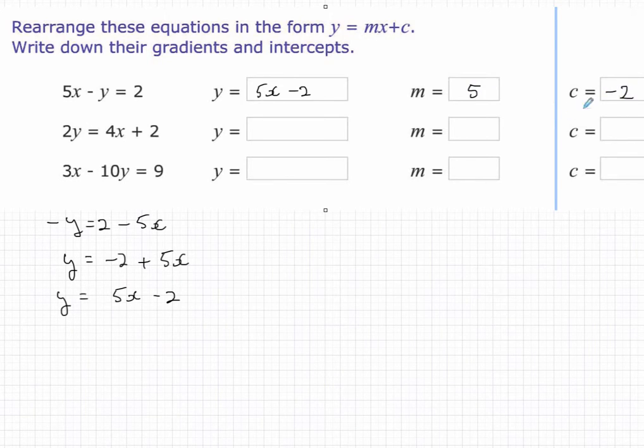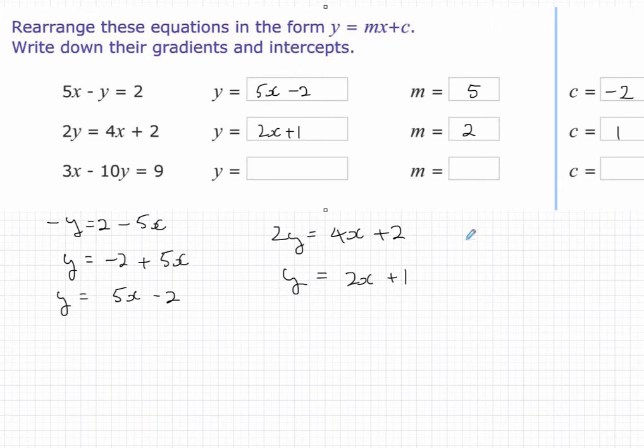So that's the answer here, 5x minus 2, and then the gradient will be 5 and the intercept will be minus 2. Now the second one, we've got 2y equal 4x plus 2, so if I halve it we should be okay. So y is equal to 2x plus 1, so that's the answer here, 2x plus 1. The gradient will be 2 and the intercept will be 1.